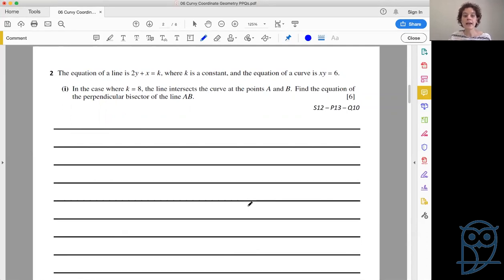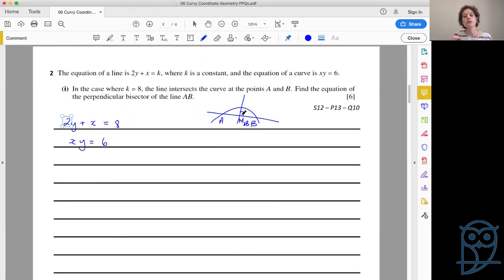Okay, so in the case where k equals 8, so we have 2y plus x equals 8. And we have xy equals 6. In this case, line intersects curve. So, random sketch to understand, line and curve. Intersects at A and B. Find the equation of the perpendicular bisector of the line AB. Okay, that's through the midpoint of AB and it's at 90 degrees. So again, lovely revision of our straight line coordinate geometry work this time. So let us work through it.